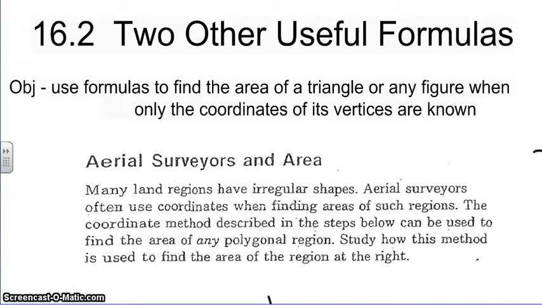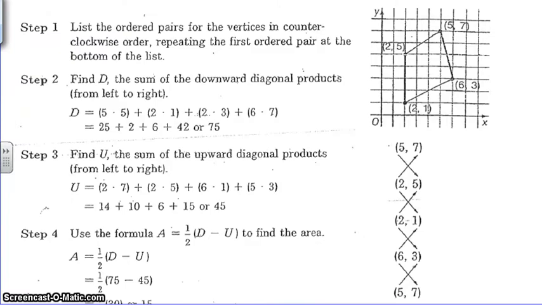Today we're going to talk about two formulas used to find the area of a triangle or any figure when only the coordinates of its vertices are known. So please pause at this time. I would like you to read through these 4 steps. This method is what we call the shoelace method. So pause the video at this time. Please read through these 4 steps.